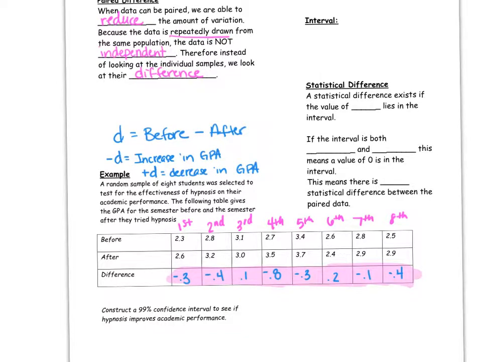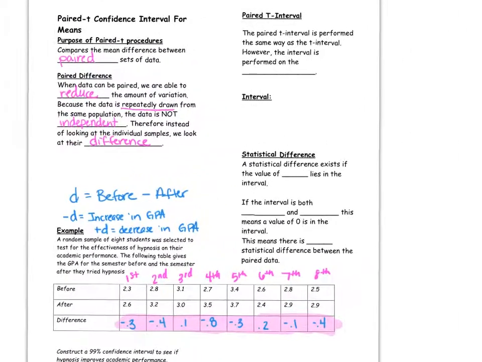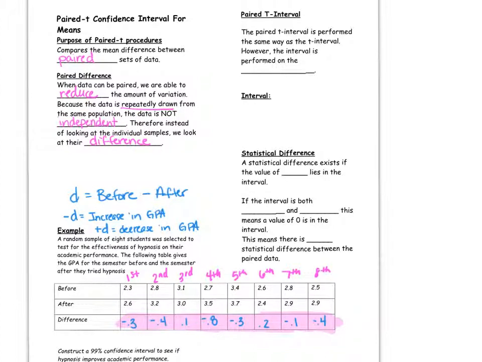So let's go here. We're going to create the interval next, and it's called the paired t-interval. The paired t-interval is performed the same way as the t-interval was. However, the interval is performed on the difference. Good. So we're performing the interval based on the differences.